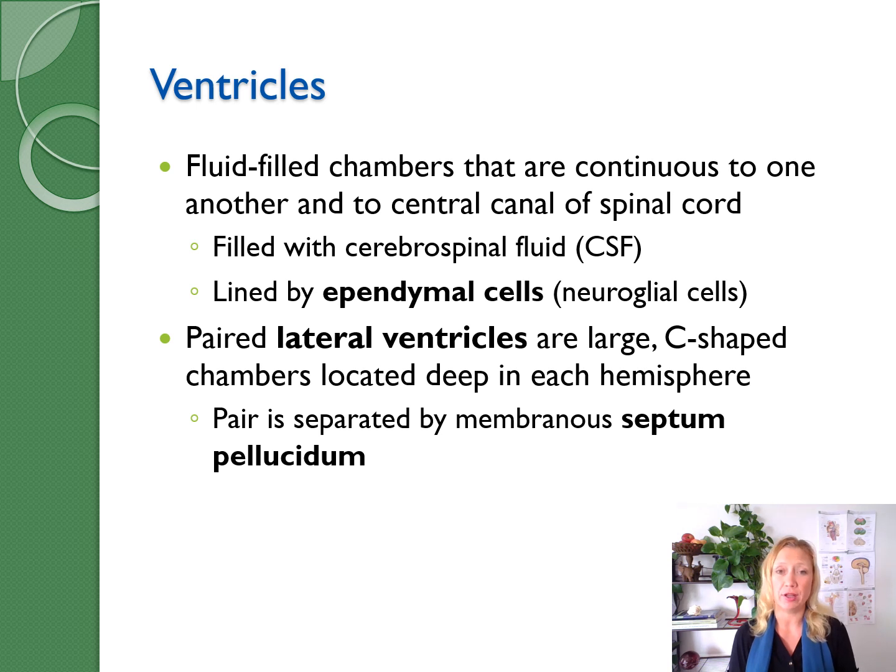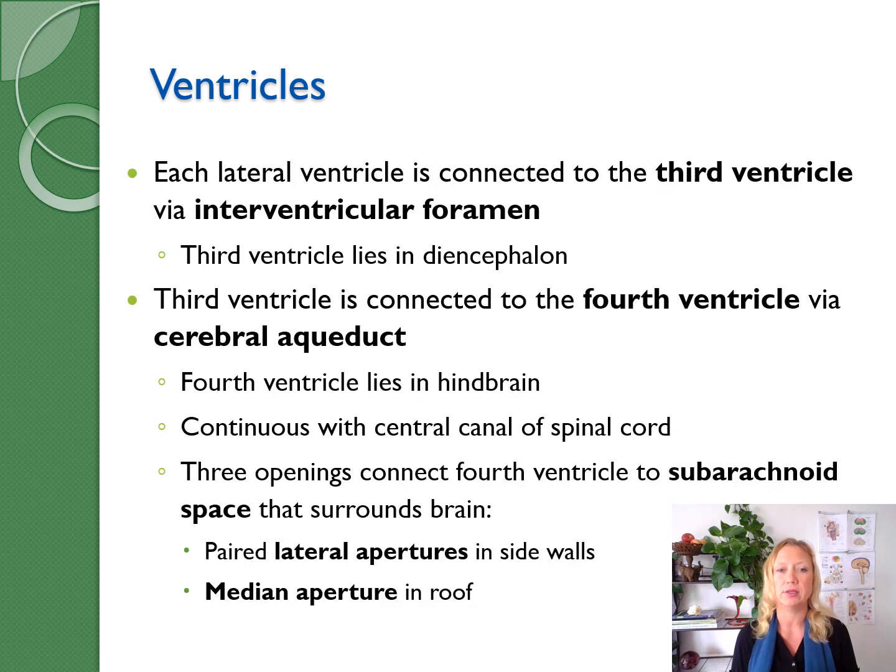Paired lateral ventricles, so instead of calling it 1 and 2, we call them paired lateral ventricles. They're C-shaped. They look like those ram's horns that we saw on the slide before, and they're located deep in each hemisphere, right side of the brain, left side of the brain. And the pair is separated by a membranous septum pellucidum. So remember that word septum, we're looking for it to be separating something. Septum, separate. So this is septum pellucidum between the lateral ventricles.